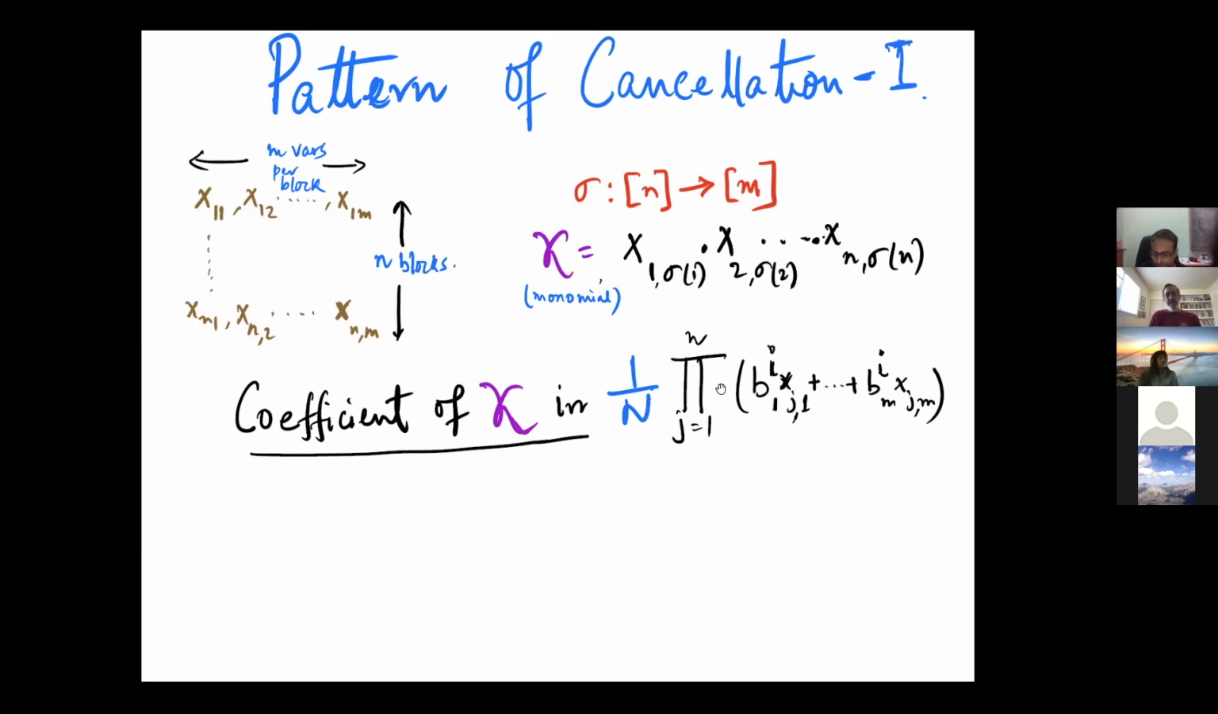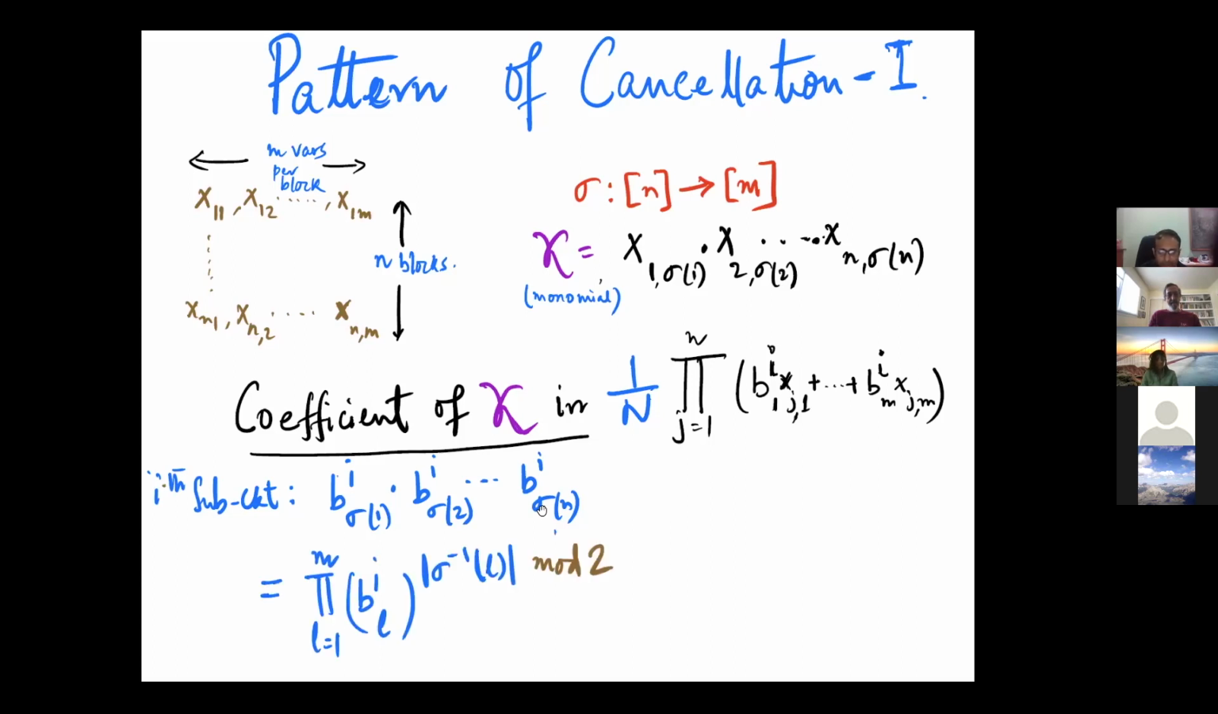So the coefficient of such a monomial is exactly this. If you look at the ith subcircuit, the contribution towards the coefficient of a monomial kappa from the ith subcircuit would be the product of the b's from the ith block according to their permutations. You just multiply sigma 1, sigma 2, and so on up to sigma. This is the contribution of the ith subcircuit to the coefficient of kappa.